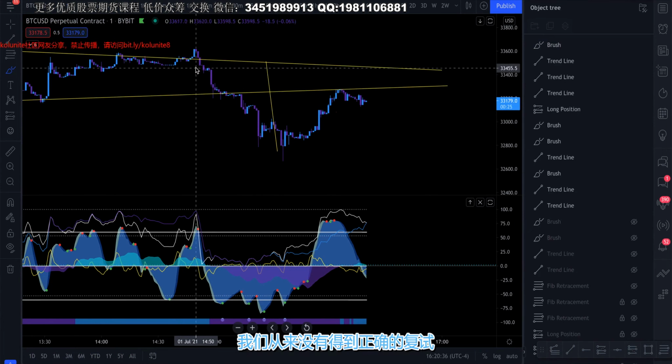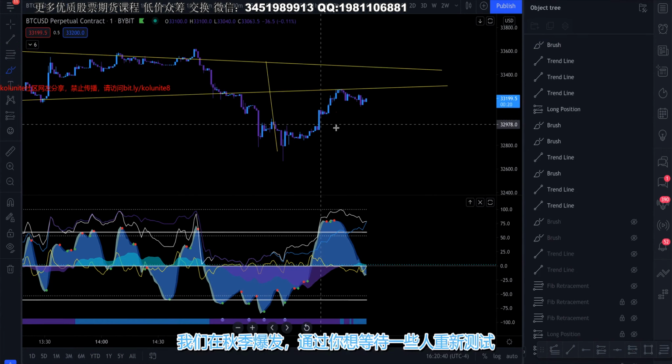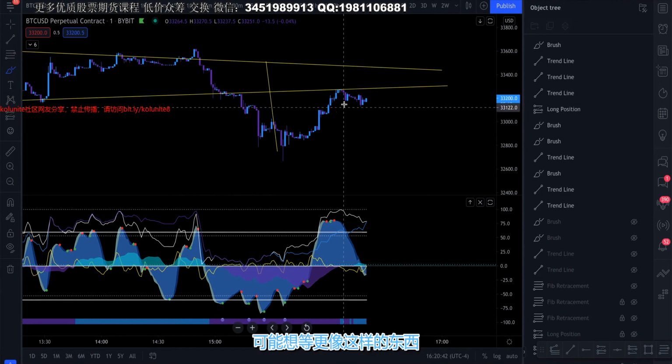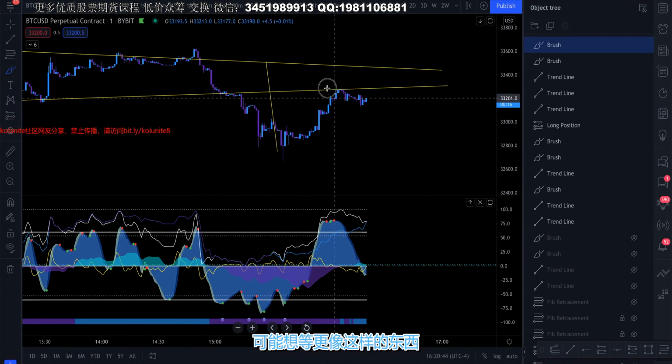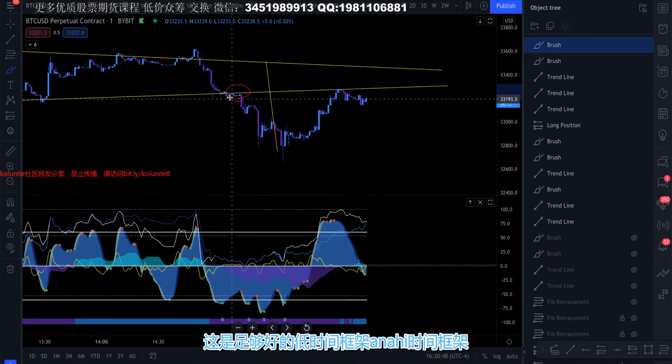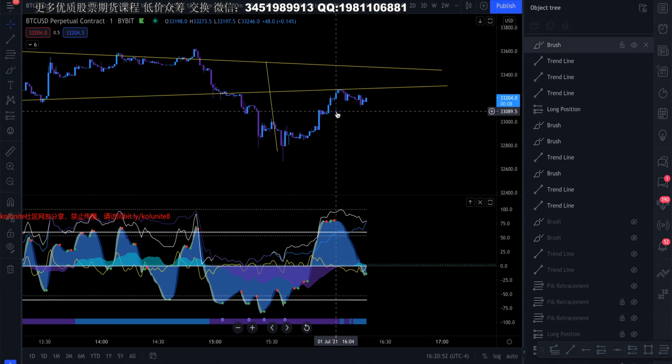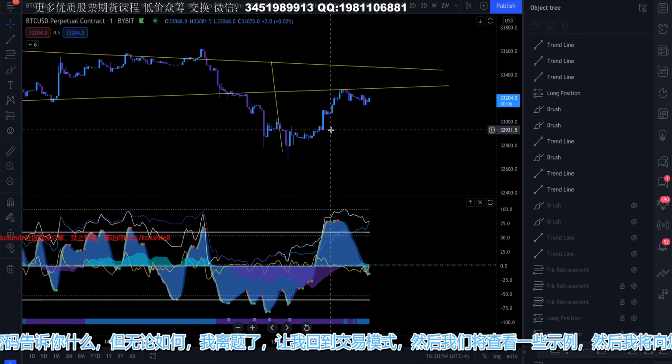We never get the retest, right? We break out and we fall right back through. You want to wait for that retest. Some people might want to wait for something more like this. You wouldn't want to do this on a lower time frame. This is good enough on a low time frame. On a high time frame, maybe wait for something like that. It depends on what Market Cipher is telling you.